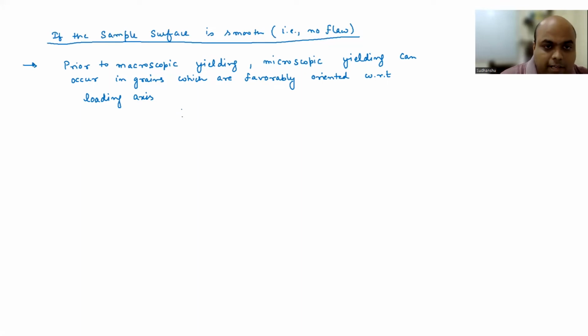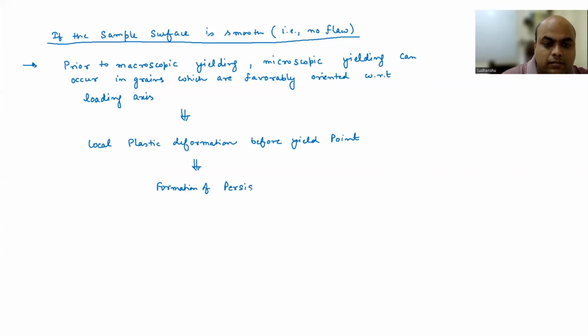Okay, so that means you are going to have local plastic deformation before yield point. Okay, and when this happens, you are going to see formation of persistent slip band, and this happens in fatigue loading.